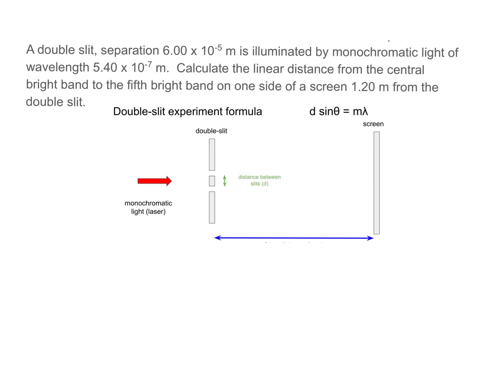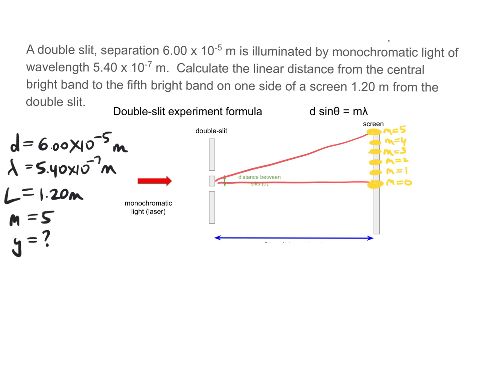In the next example, we've got a double slit of known separation. We've got our known wavelength of light that is being shone through the double slits, and we're trying to calculate the distance from the central bright band to the fifth bright band on one side of the screen, and we know the distance from the double slit to the screen.